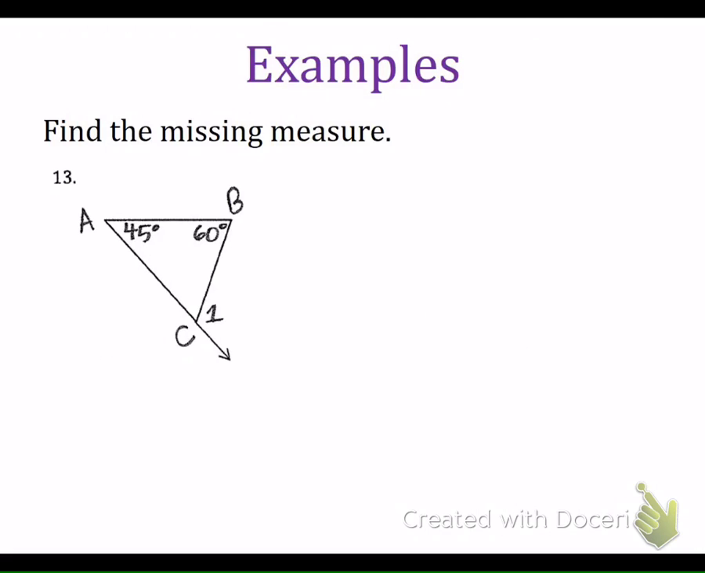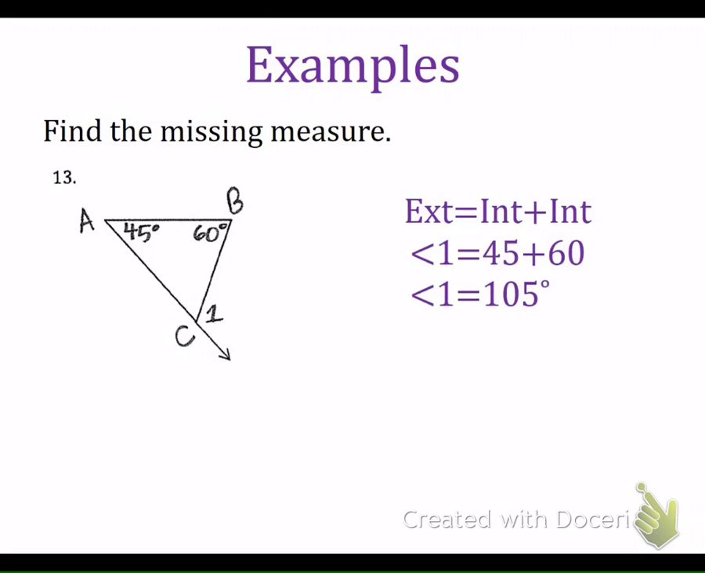All right. So back to having two interiors looking for an exterior. 75 plus 30. 105. How'd you get 105? Add 60. Yeah, we're back to two interiors adding together to give you an exterior. You get 105.